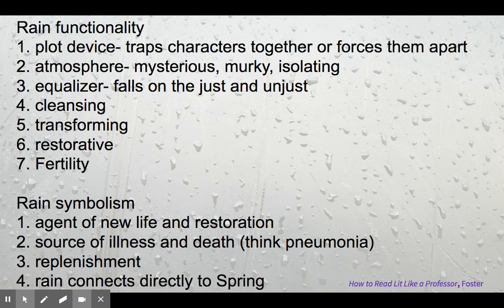And in terms of the symbolism of rain, which is a little bit different from the function of rain in a story, right? What rain might symbolize, think again, new life, restoration, right? That it is something that can both make you alive, but at the same time can also kill you, right? You've all probably heard the expression, don't go out in the rain, you'll catch your death, or put a hat on, use an umbrella. It also is a direct connection to spring, although here in New Mexico, obviously monsoon rains are at the end of the summer as well, but spring rains, right? Think about those. And that's just rain.